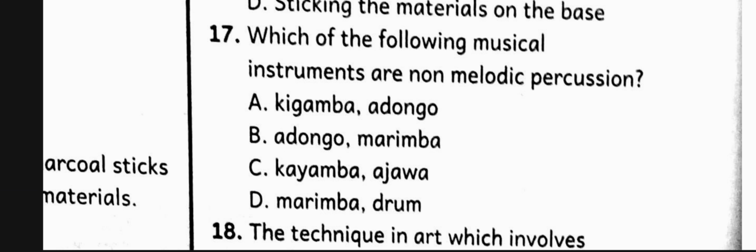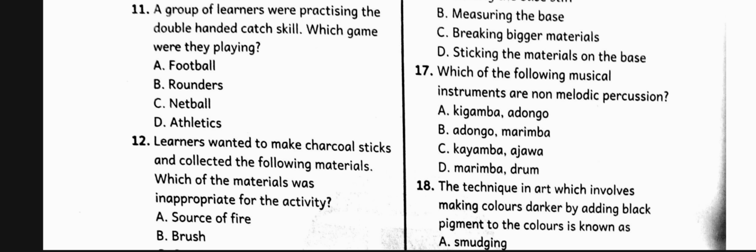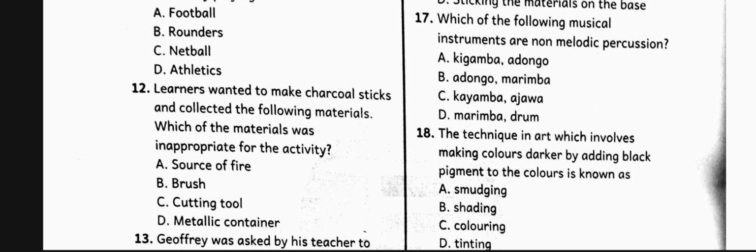Number 17. Which of the following musical instruments are non-melodic percussion instruments? Remember, non-melodic produces only one sound. So we have Kayamba, Adongo. Adongo is melodic. So remove Adongo. Then Kayamba, Ajawa, Marimba, and drum. Marimba is melodic, sorry for that. We have Kayamba and Ajawa. So the correct answer for number 17 will be Kayamba and Ajawa.